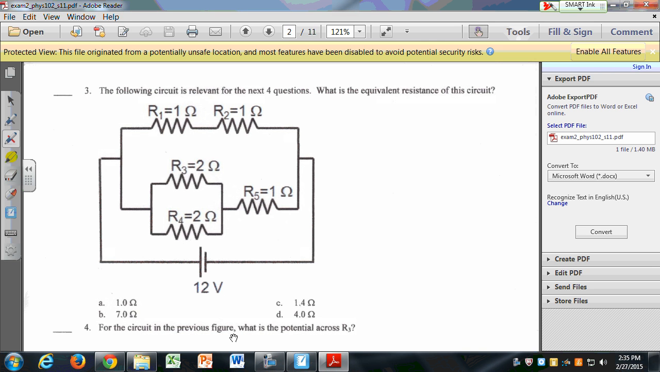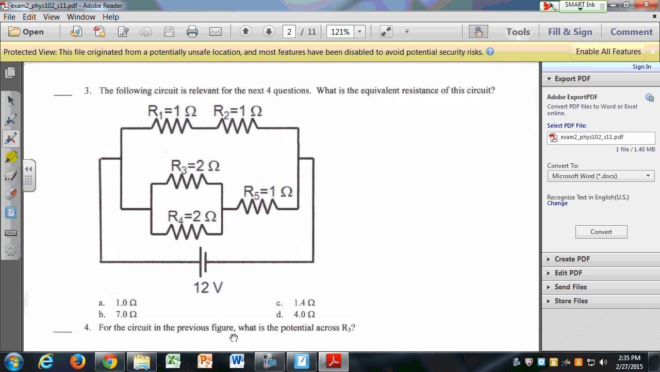Oh, you start with the smallest part first, right? The 1 and the 1 is what? That's 2. Right. The 2 and the 2 is what? That's 1. So I have another 1. So I have 2 down here, and I have 2 up here. A 2 and a 2 in parallel. That's what? 1.